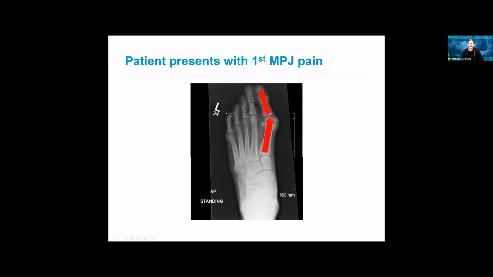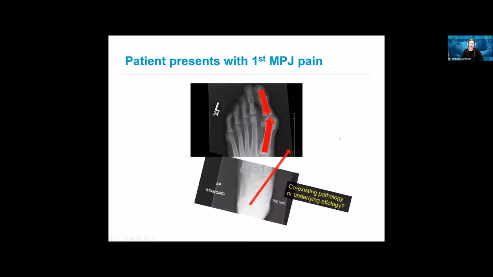We need to take a look at the entire foot structure, and we need to identify that, hey, this patient has a coexisting pathology, or what really is going on is the true root cause to that first MPJ pain. So if we would have just focused our attention on the first MPJ, gave them maybe an injection, told them to wear larger shoes, some things like that, without addressing the underlying etiology, well, how can we expect this first MPJ pain to ever truly go away?